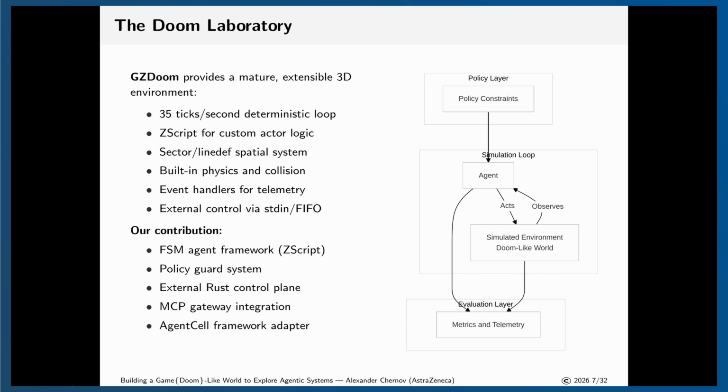This is not standard Doom you can download and build yourself. It's a patched Doom, so it has more ways to communicate with the outside world, where we can plug in our agents. The contributions here are a finite state agent framework written in ZScript, and a policy guard system where we define what agents can and cannot do. We also have an external Rust control plane and MCP gateway integration, so we can plug in other systems. Doom doesn't know that the agents interact with it, and the agents don't much care about Doom itself. So it's a two-way blind system, but it works.